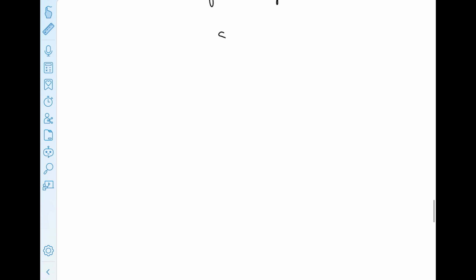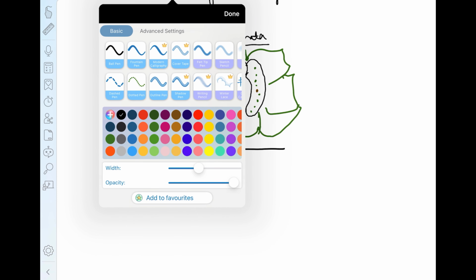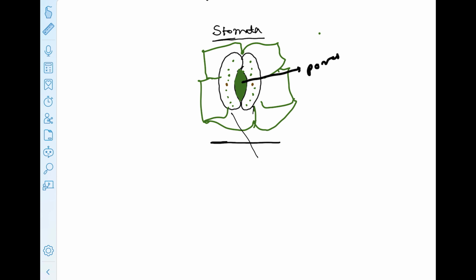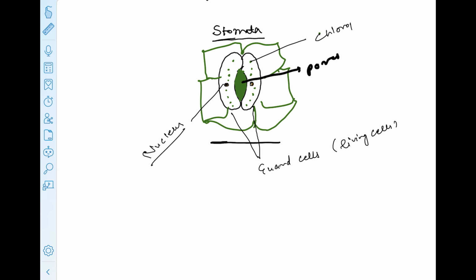This is the structure of a stomata. Here you can see that these are the pores and these kidney-shaped cells are known as guard cells. Guard cells are living cells. This brown spot is known as nucleus. They have nucleus, they are living. And these green spots are known as chlorophyll that are able to trap the sunlight. So guard cells control the opening and closing of the stomatal pore.